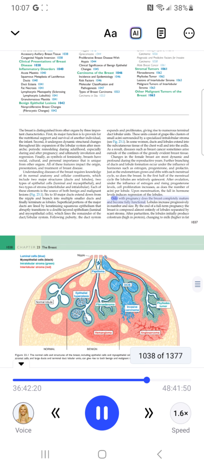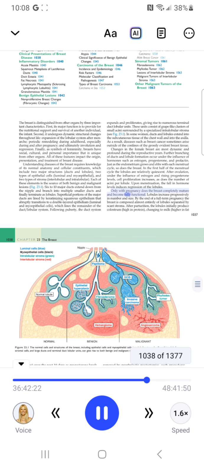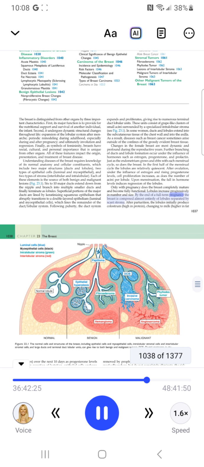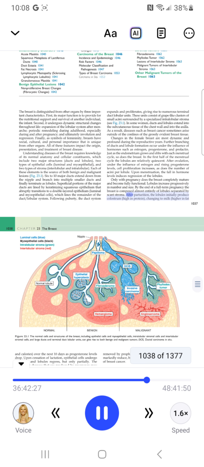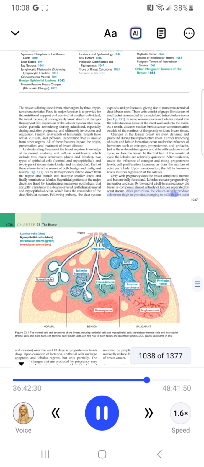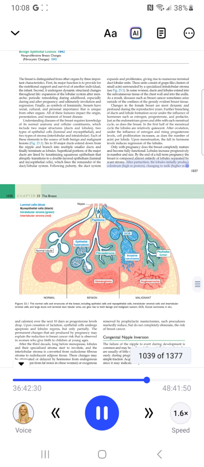Only with pregnancy does the breast completely mature and become fully functional. Lobules increase progressively in number and size. By the end of a full-term pregnancy, the breast is composed almost entirely of lobules separated by scant stroma. After parturition, the lobules initially produce colostrum high in protein, changing to milk higher in fat.